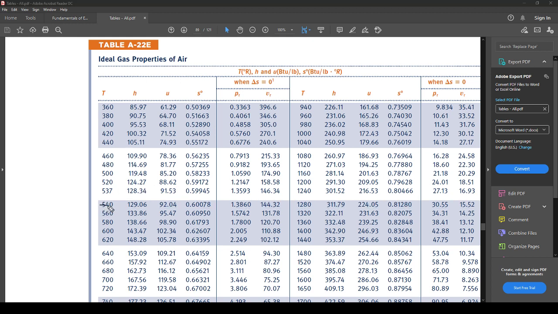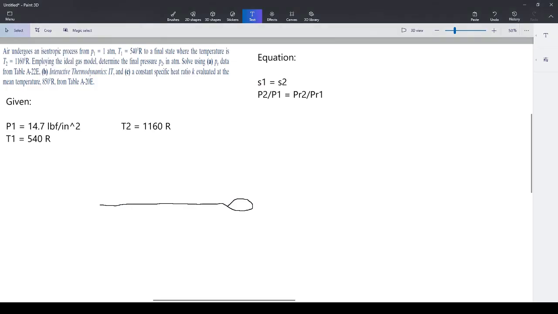You slide across and pick up our PR value of 1.386. So let's put that on here. 1.386, state 1. They don't have any units because they're ratios. I didn't even write that down. PR1 is 1.386. We have just looked that up.